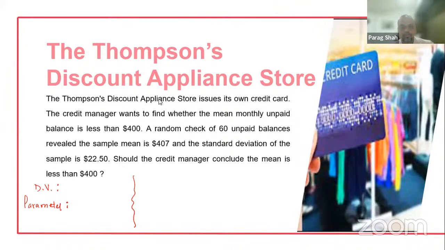That's good. Okay, parameter is mean, monthly unpaid balance. That's good. Anyone else? Unpaid balance, unpaid balance. That's good. Very fast. Okay, do write down in the chat box. So the decision variable is what? Thompson's discount store issues its own credit card. The credit manager wants to find out whether the mean monthly unpaid balance is less than $400. Mean unpaid balance. Okay, Pushpa, Dr. Augustine, that's good. Sridevi, that's fine. So this means they are talking about unpaid balance.